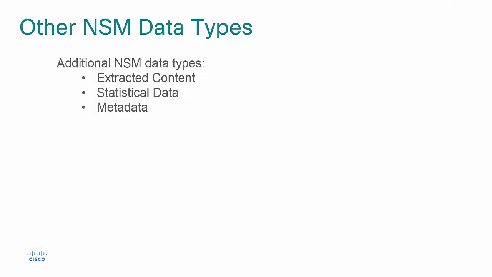There are a few other NSM data types of interest to the network security analyst. In this section, we'll discuss extracted content, statistical data, and metadata. Let's focus on each of these, and we'll start with extracted content.